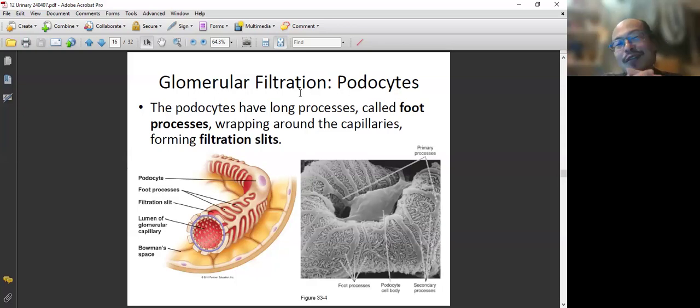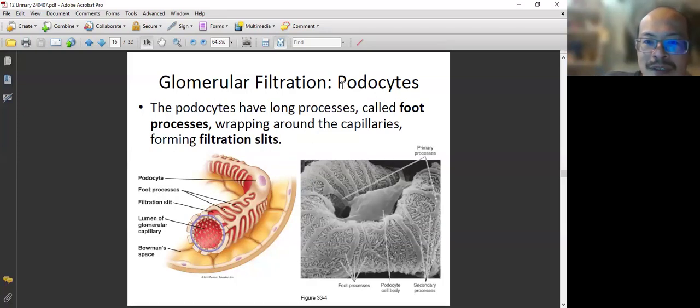Otherwise, think about that. You use the toilet paper, right? And you sustain the water pressure, it's going to break. So the same thing here. So we use something extra to support. That's the podocytes. They have the foot processes, and these foot processes also form slits. So this is called filtration slits.